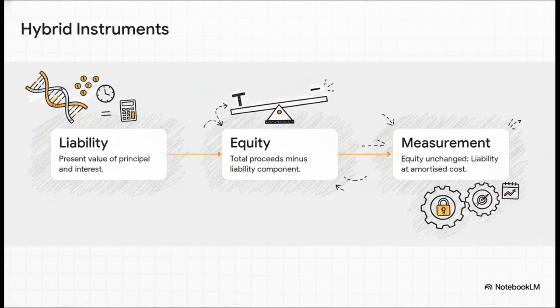First, you identify the liability component by calculating the present value of the principal and interest. Second, you figure out the equity component. You do this simply by taking the total proceeds and subtracting that liability amount you just found. Then, moving forward, the equity piece stays unchanged, while the liability piece is measured using amortized cost. It's actually a brilliant, really logical way to unpackage a complex asset.